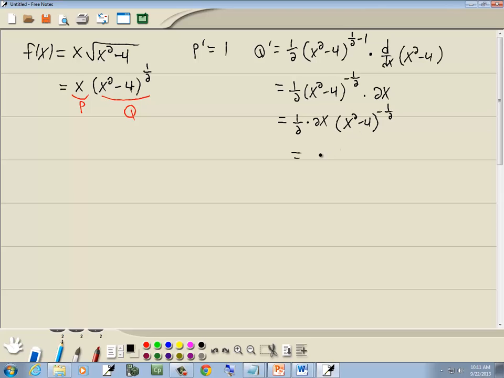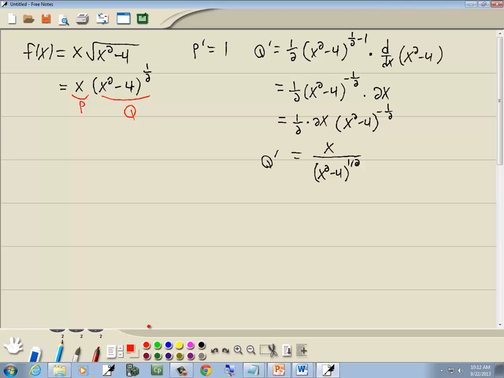And I want to put this back into fraction form. So the x is going to go up on top, and this part with the negative exponent I'm going to take down to the denominator. The reason why we do that is if you take something opposite of where it's at in the fraction, the sign of the exponent changes. So the x squared minus 4 to the negative 1/2 power becomes x squared minus 4 to the positive 1/2 power. And that's q prime.